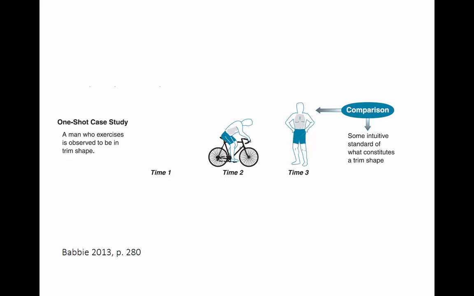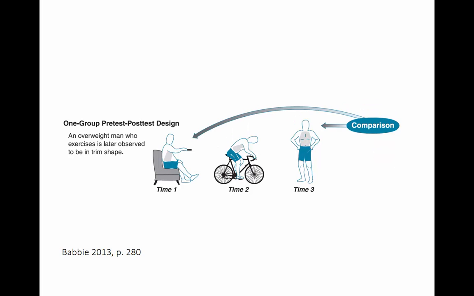It's a pretty bad one because we don't compare what we observe at the end of the day, what we call our dependent variable, that's how healthy or how fit somebody is. We don't really compare that to a solid measure. Well, a better way would be what we call the one-group pre-test, post-test design.